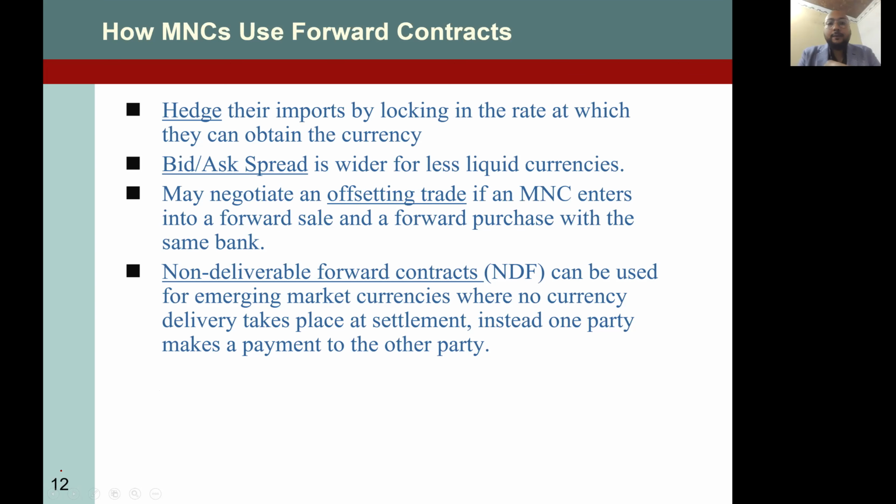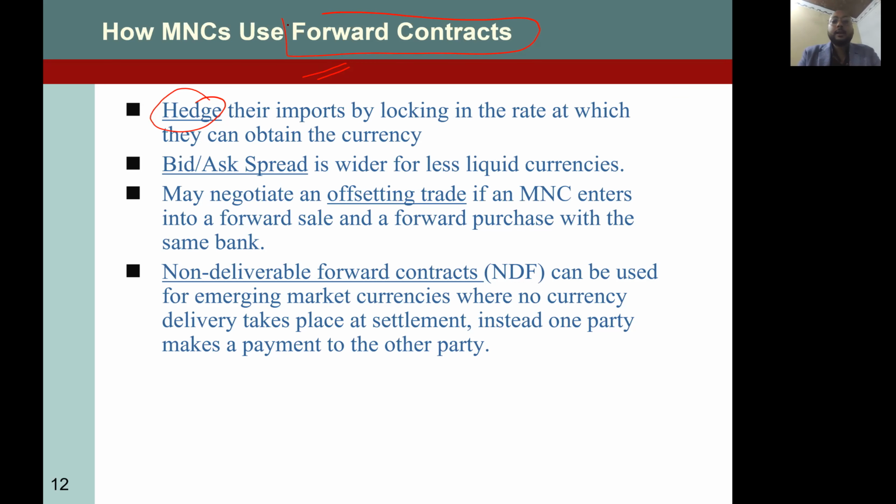So uses of the forward contracts, number one, hedging purposes. And what did we talk about hedge? Hedge means reducing the risk. So how can we use the forward contract to reduce our risk?